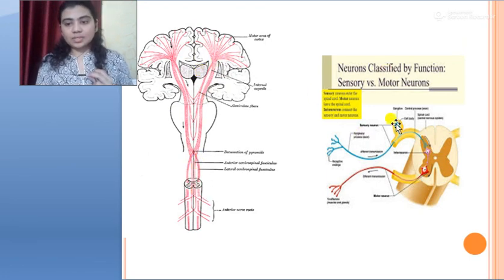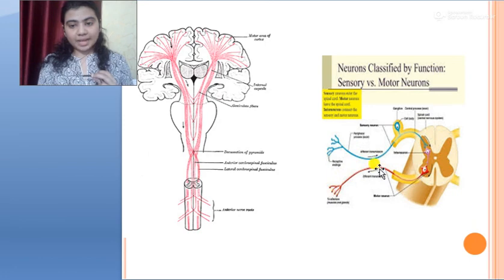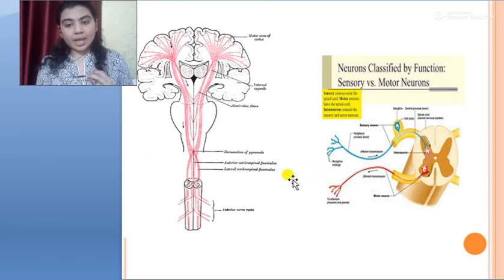In LMN, you can see this is the spinal cord. This is a mixed nerve. So if there is involvement from the anterior horn cell to the spinal nerve, any damage in between will lead to an LMN type of lesion.